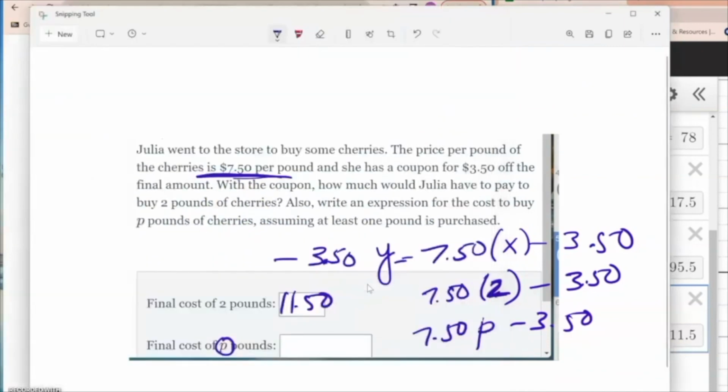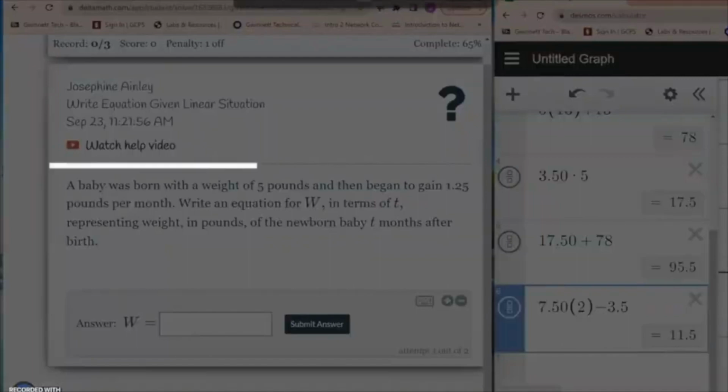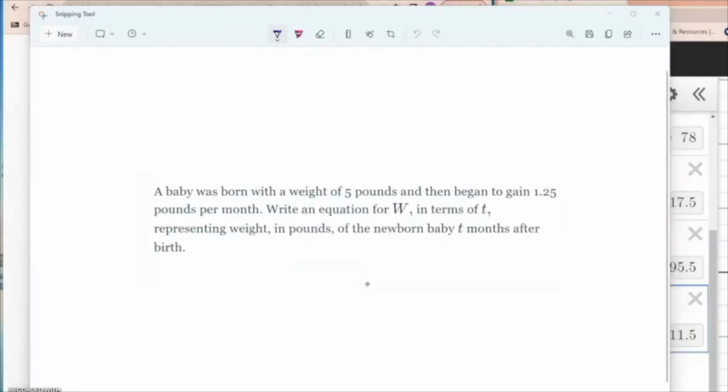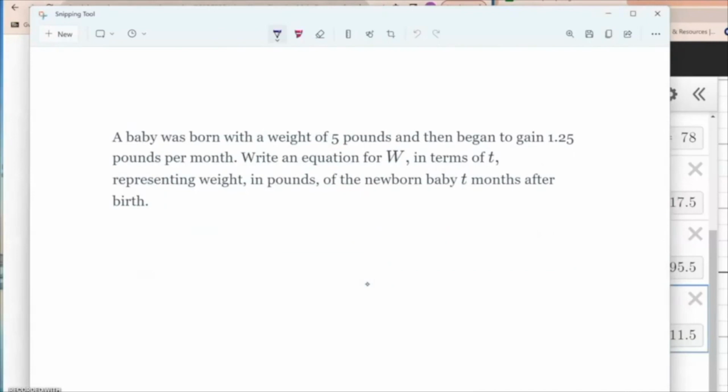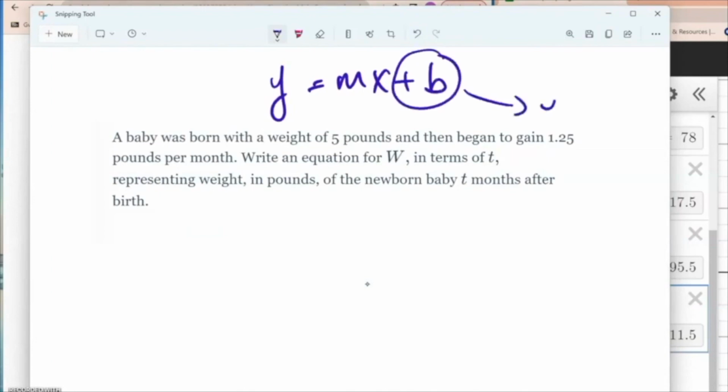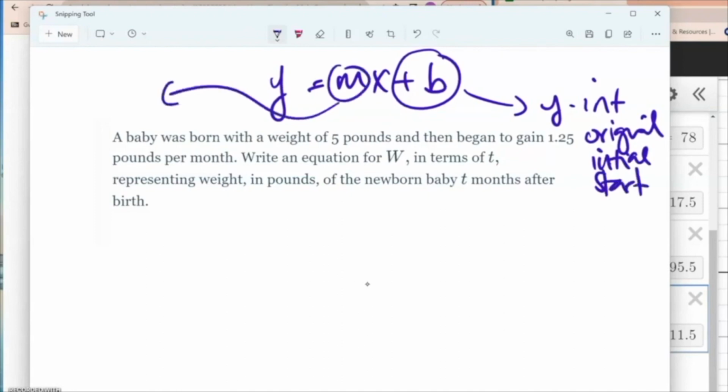All right, so I'm going to go over a couple of these just to make sure you understand it. I am going to choose the kind of question I'm going to give you. So this one is what it's going to look like. Really, it's a linear equation in context. So it's y equals mx plus b in context, where b is your y-intercept, which is your original, or your initial, or your start, all that means the y-intercept. And then m is your slope, how it's changing, your rate of change.